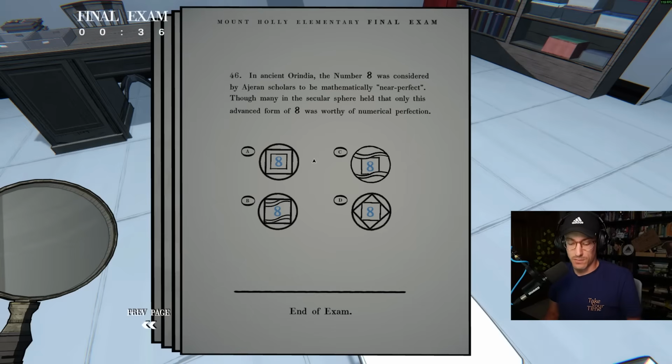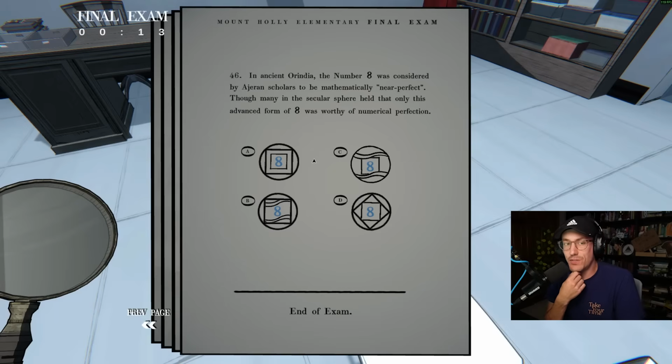Eight squared is 64. 64 squared, 64 times 64, is 4,096. 8 squared is 64. 8 times 10 squared is 100.